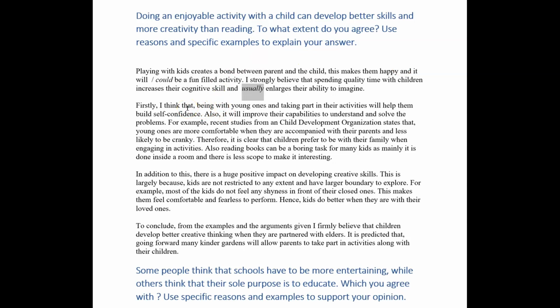First body paragraph: don't say "I" anymore. You've given me your opinion here, and you're going to give me your opinion again here. Now, this is academic writing, not "you".